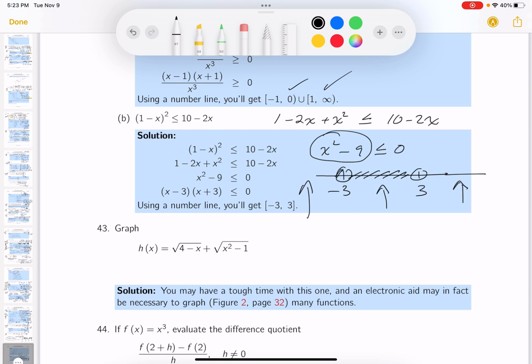So I got my answer. Let me just shade this in because there's zeros there. And my answer over here is from minus 3 to 3. And that answer is listed for you.